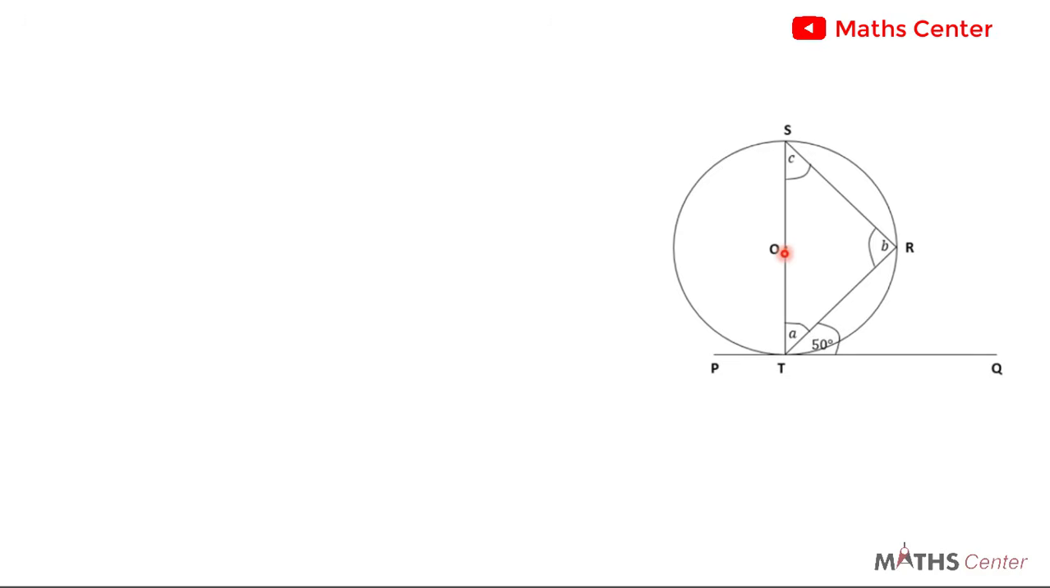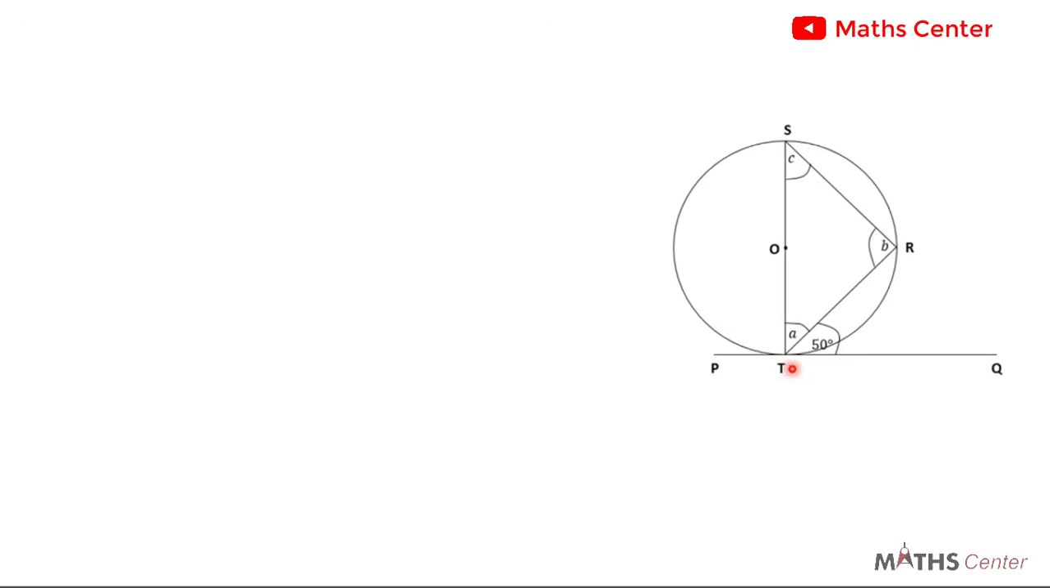Remember that if the question does not tell you that a certain line is the diameter, don't assume it to be the diameter. Here the question told us that the line ST is passing through O. So it means that ST is the diameter and O is the center of the circle. So if ST passes through O, then ST is the diameter. Okay, so we have the line ST as the diameter here.